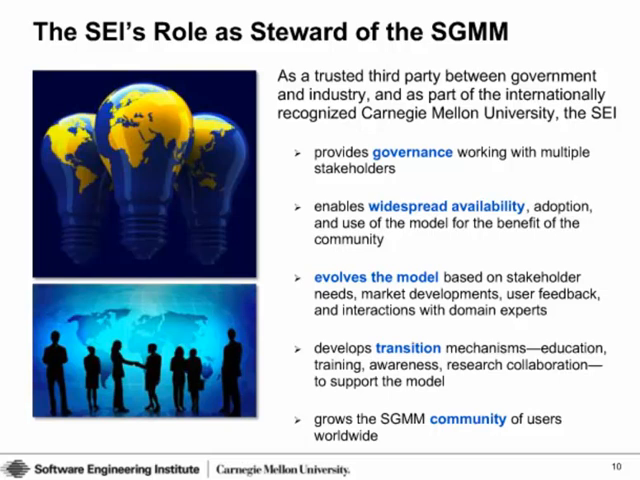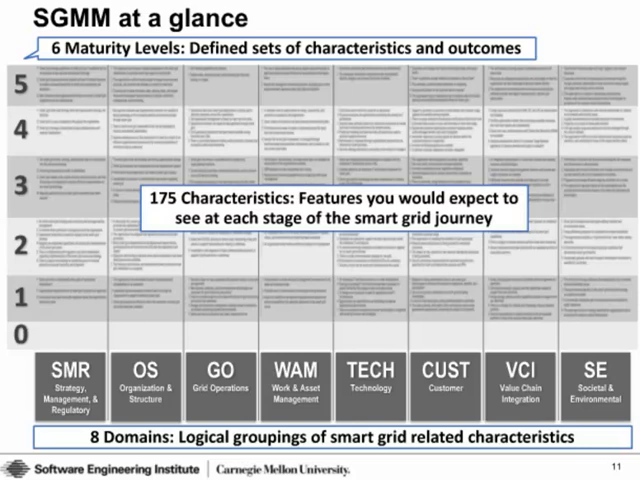So on to slide 11, you see across the bottom the 8 domains. So the model is based on a logical grouping of smart grid characteristics that really represent not only the utility business, but also the value chain. So we'll talk more in detail about the domains themselves and how they relate to a utility.